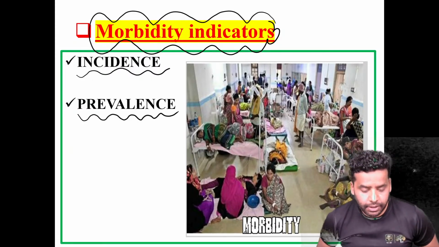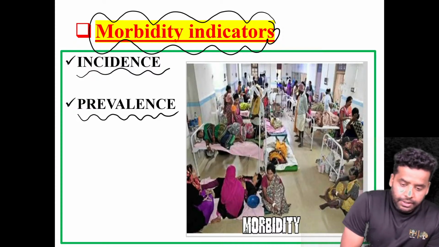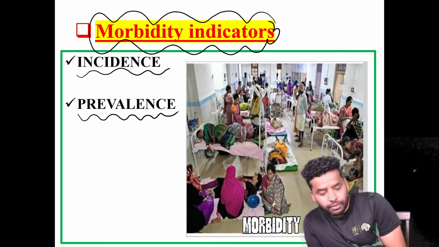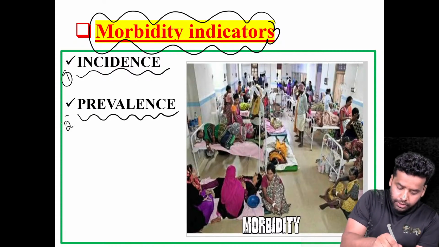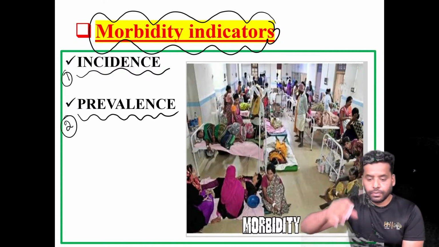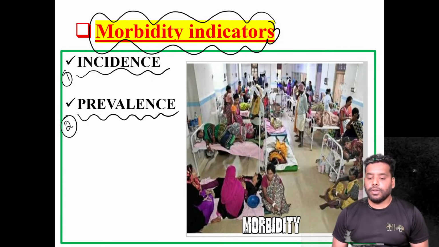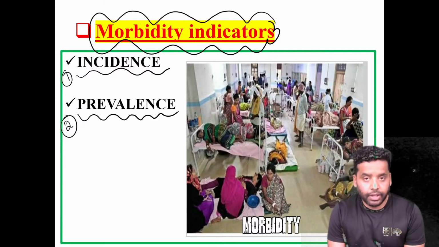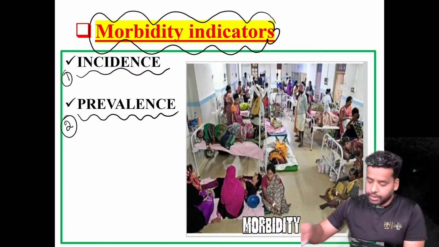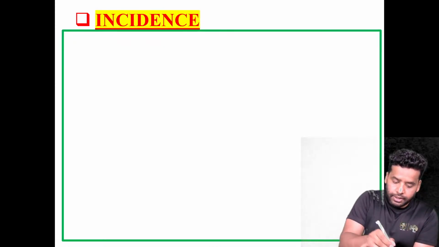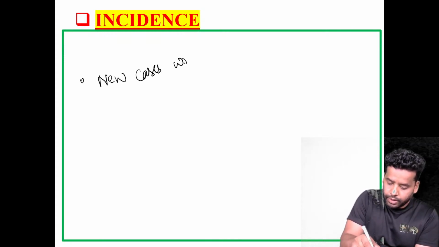Can you define incidence for me? Definition I made you to write there only. Can you define incidence? Can you define prevalence for me? Give numbers 1, 2. 1 is incidence, 2 is prevalence. I want to know morbidity pattern of a system. Yes, good. New cases with respect to time. Very good. So make subheading incidence. Write the first point. New cases with respect to time.